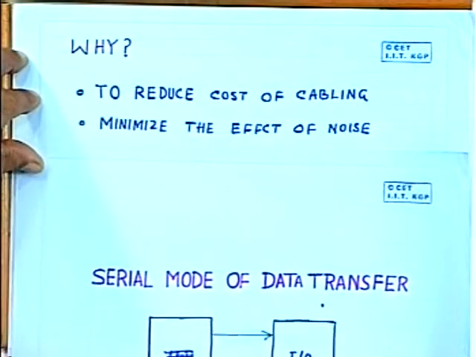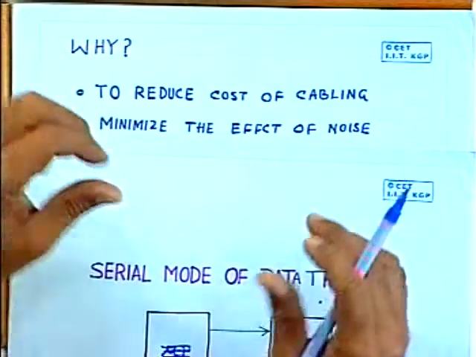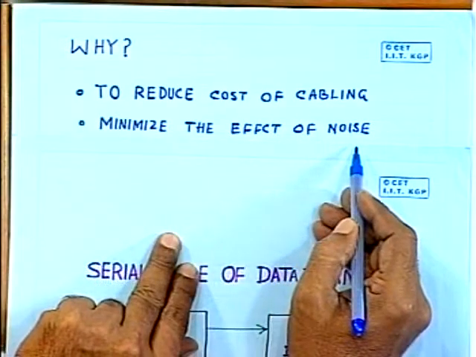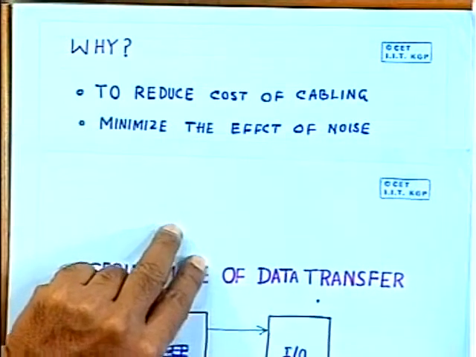The second reason is that whenever you bunch a number of cables together, the current flowing in one pair of cable induces some signal in other wires, and commonly this is prevalent in the telephone network, which we call crosstalk. So to reduce crosstalk, the serial mode of data transfer is preferable because you are using only a pair of wire, so it minimizes the effect of noise.